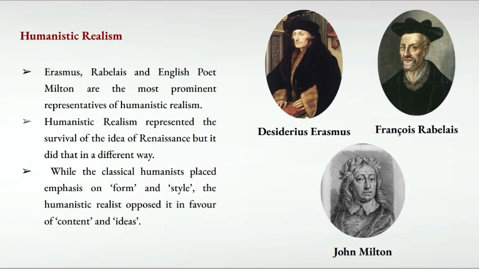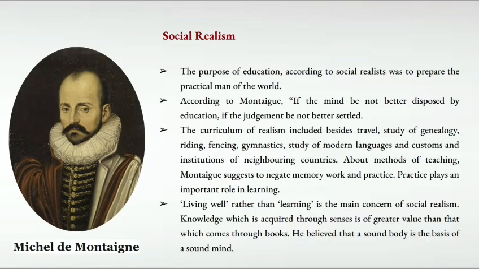So here they were discussing two cases, classical humanists and humanistic realists. You have to focus on what type deals with what, their major emphasis. You can see the prominent representatives of humanistic realism on the right side of this slide: Erasmus, Rabelais, and Milton. The second type is social realism.